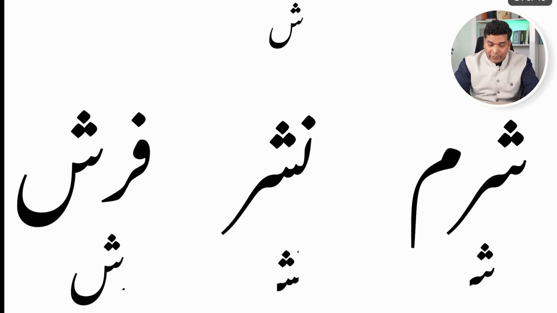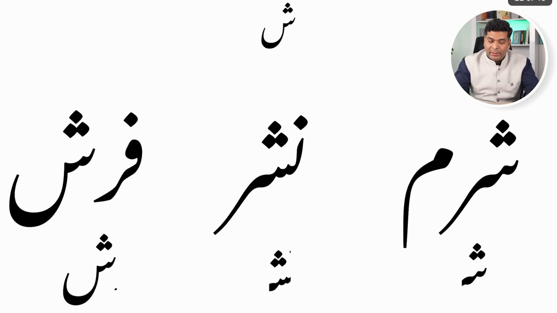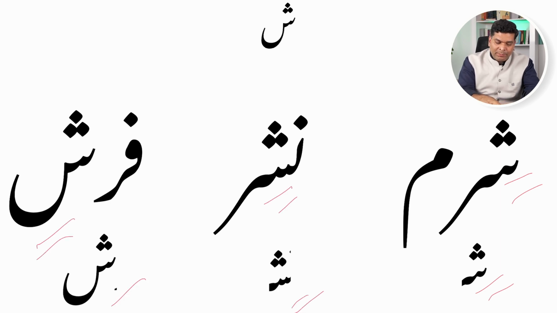Now, if you move on, the same logic is followed by sheen. You will find sheen similar to seen, but obviously with three noktas on top. So you know it is sheen. So sharm, it is truncating in the beginning. Nashr, it is truncating in the middle. And farsh, it is retaining its shape fully.